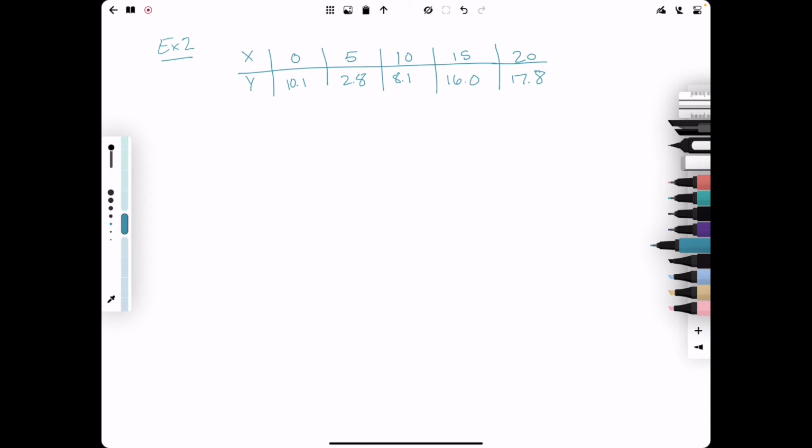If I go to my stat button, I need to arrow over so that I'm under calc, and arrow down. There's your linear regression, there's your quadratic regression right there, and then cubic regression.